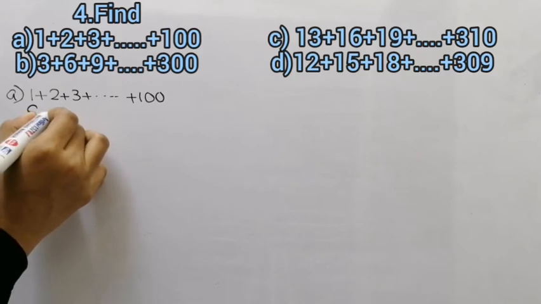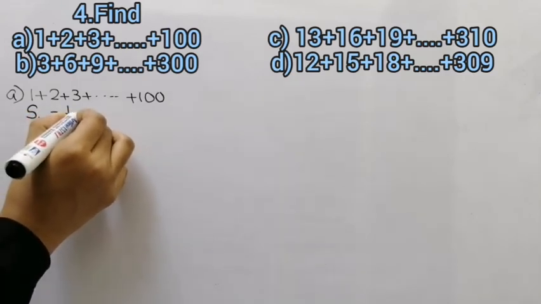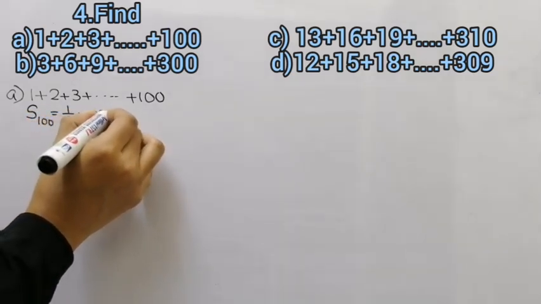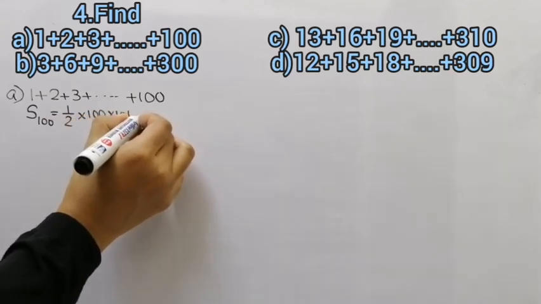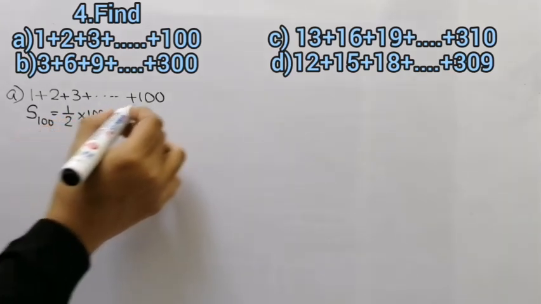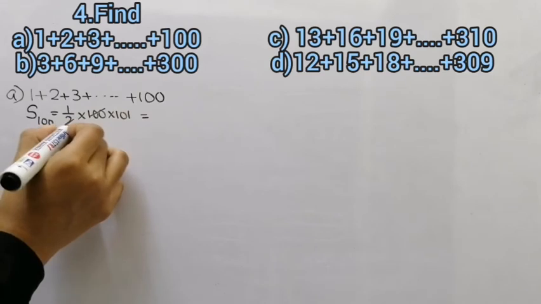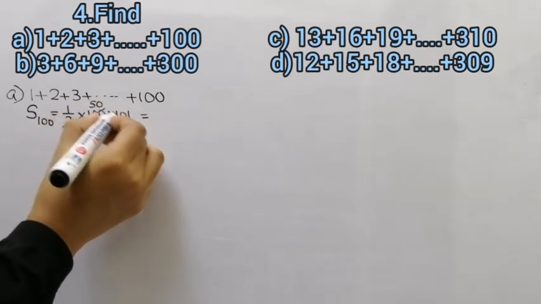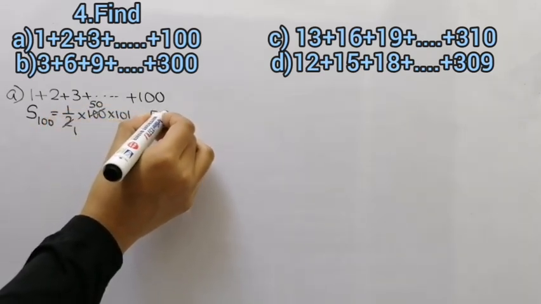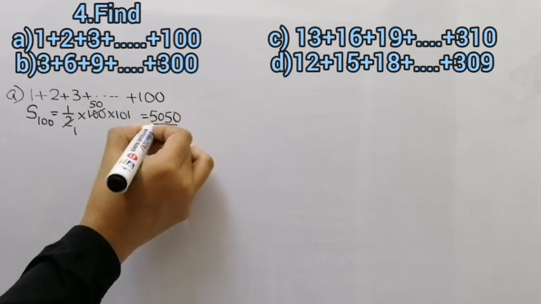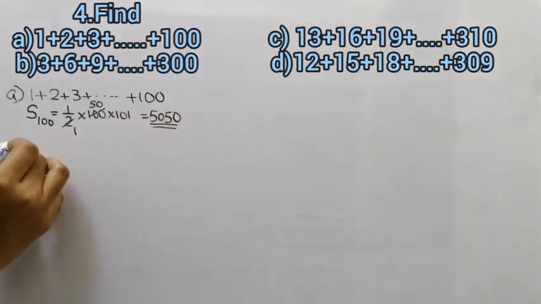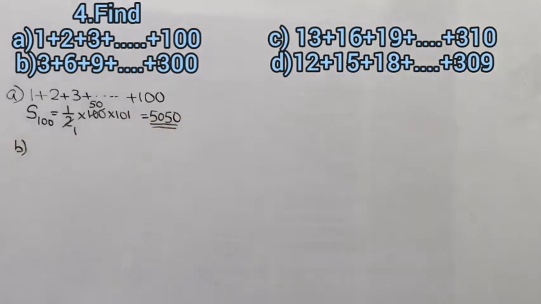So the sum of 100 terms is 1 by 2 into last number into next number. So what is half of 100? It is 50. So 50 into 101 is 5050. This is the answer. Now moving on to the second bit.